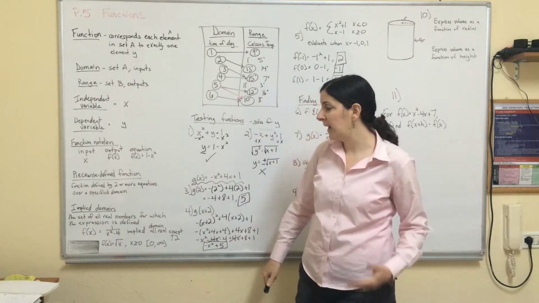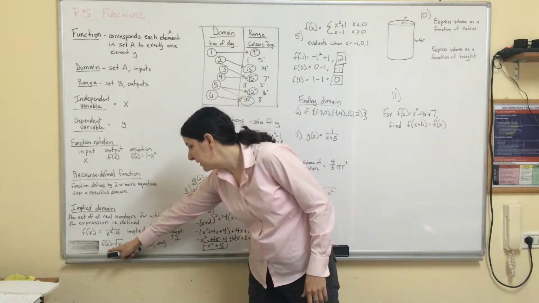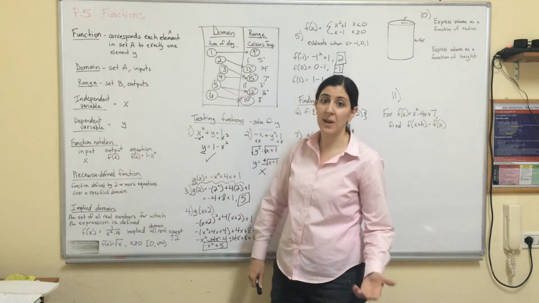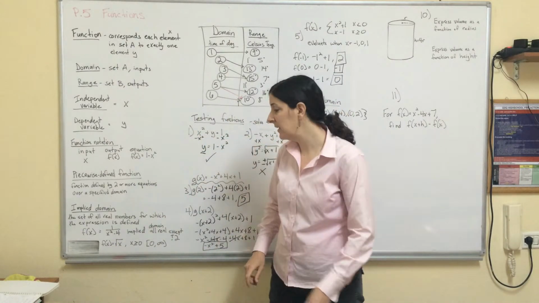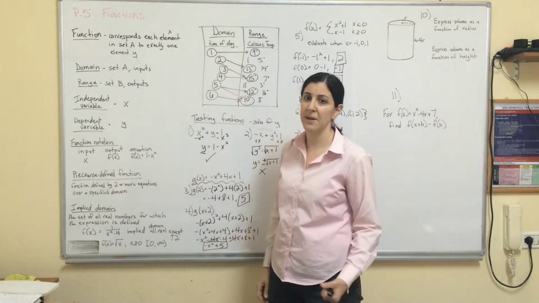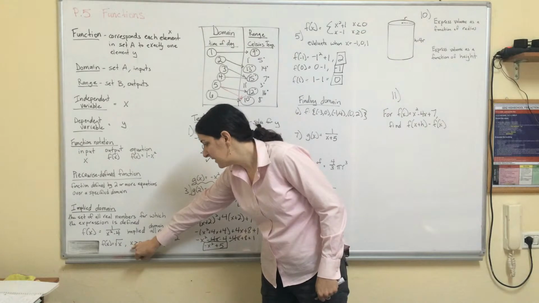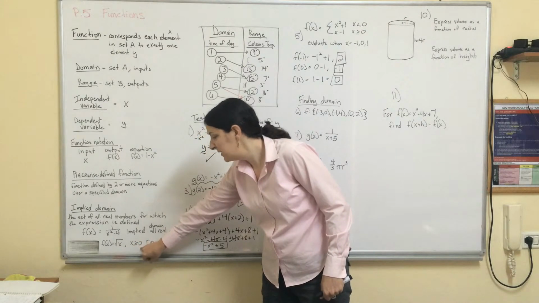That's an example of an implied domain. You'd also have an implied domain with something like this: f of x equals the square root of x. Well, we can't take a square root of a negative value, as you can see when you type it in a calculator and get an error message. So the implied domain is x is greater than or equal to 0.